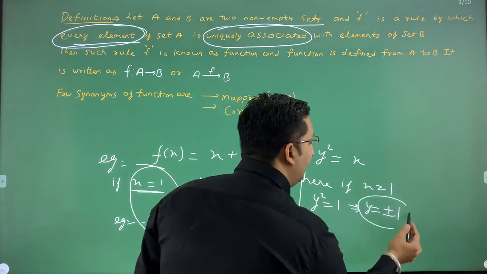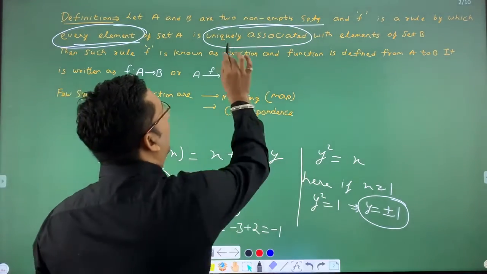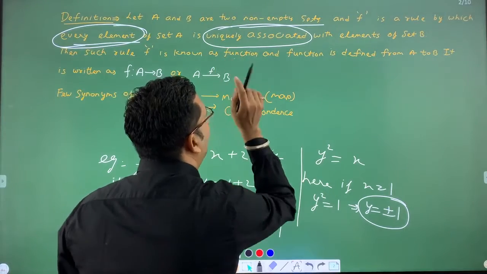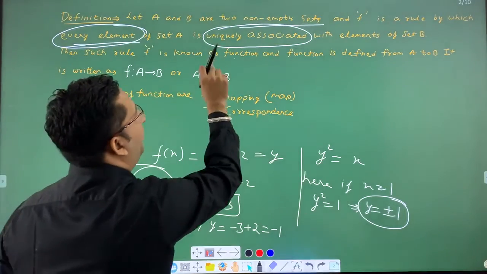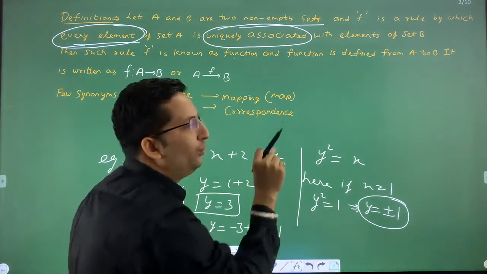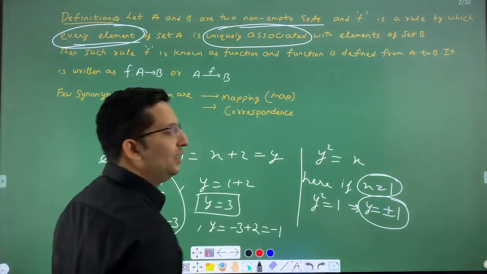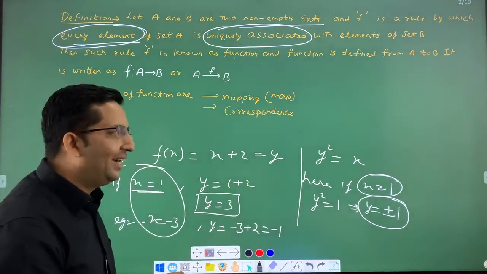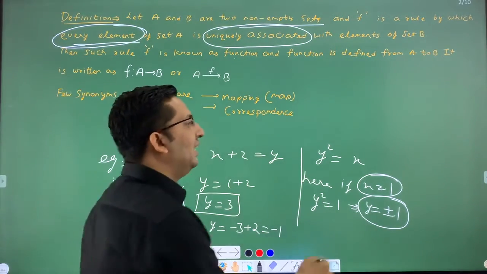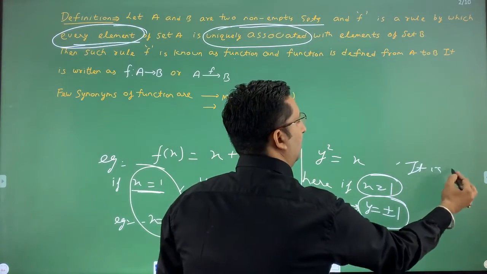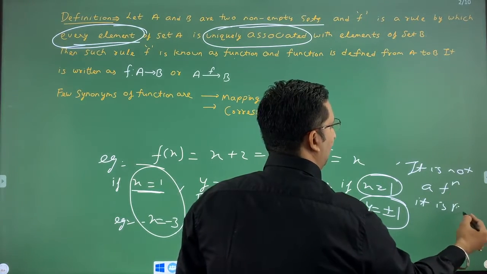Here I am getting two values of y. Here is the problem. I said that for every element of set A, we must have a unique value of y. Here, if I substitute x equals 1, I am getting two values of y. And if I am getting two values of y, then it is not a function, it is a relation.